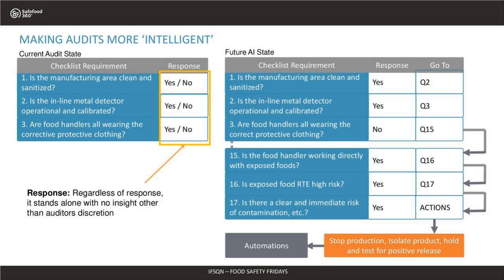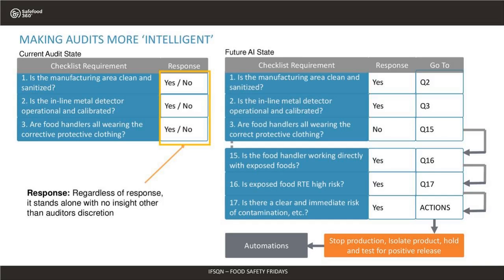So we know the food handler is not fully complying with the standards on protective clothing. Is the food handler then working directly in exposed food areas? That's a different question from if they aren't. So the answer is yes. Well, okay, that's interesting. So the risk has just gone up slightly here. Are they exposed to ready-to-eat high-risk foods directly? Again, that could be no, and you may have to take a different approach. But the answer is yes.